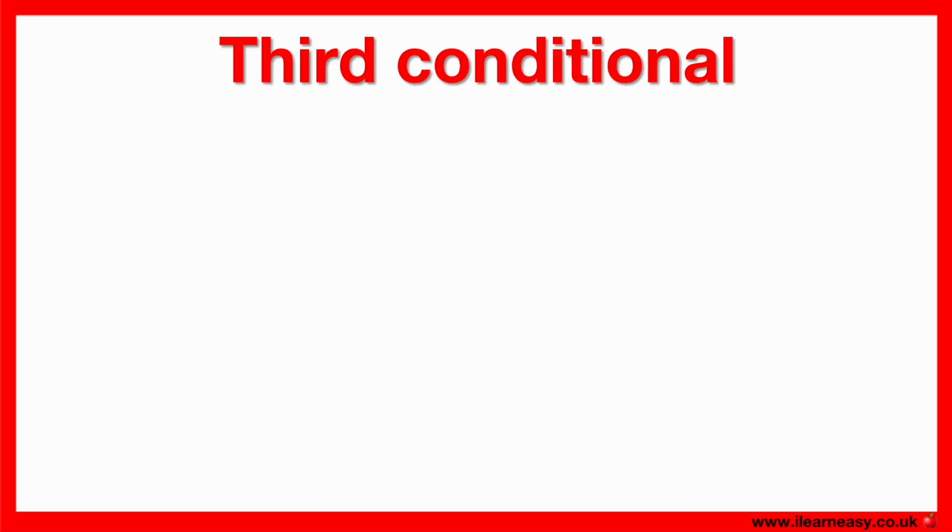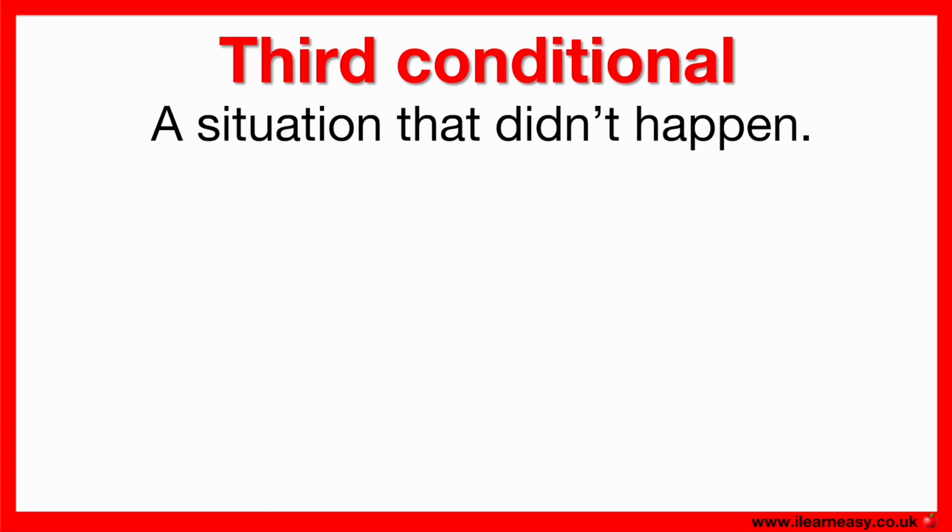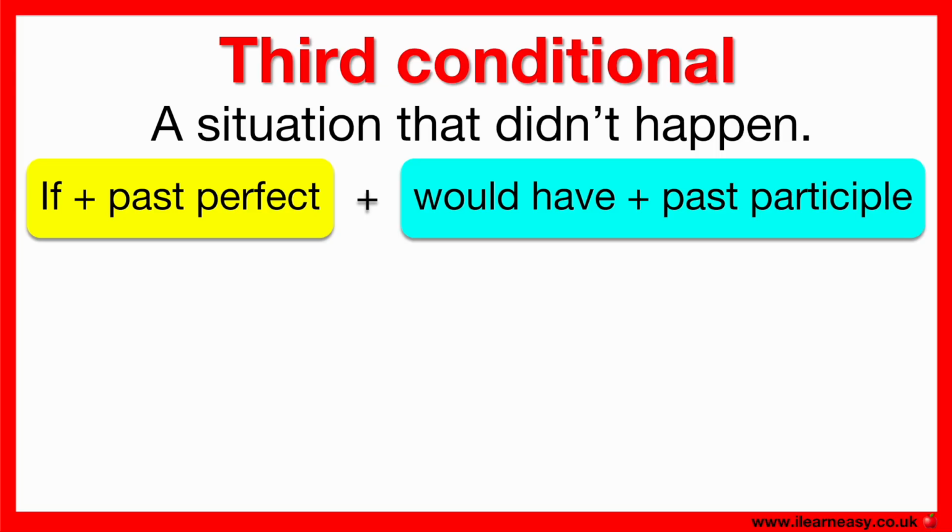Third conditional. This conditional refers to a situation that didn't happen. It can be used to express regret or hindsight. The structure is if plus the past perfect for the condition, and for the main clause the structure is would have plus the past participle.